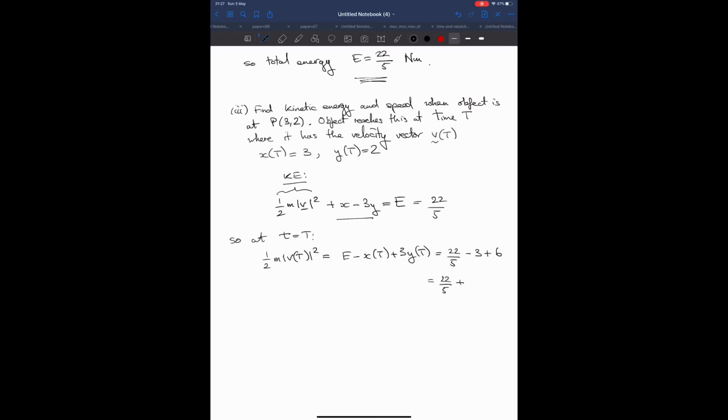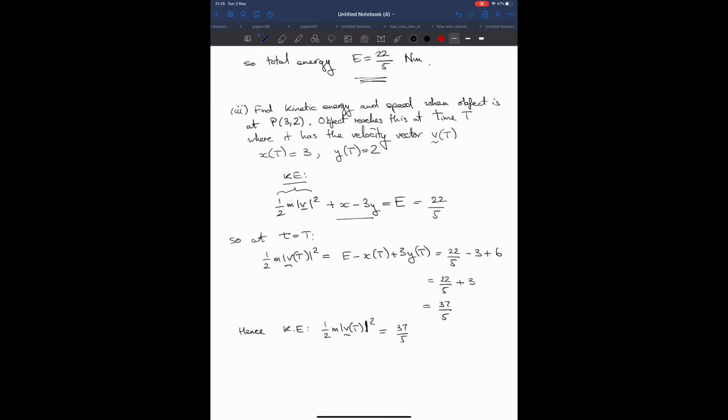All right, and this is 22/5. This is, of course, now plus 3, which, if I multiply 3 in the top and bottom by 5, then I get 37 over 5 when I add those two together. Hence, the kinetic energy, 1/2 of this quantity squared, equals 37 over 5.